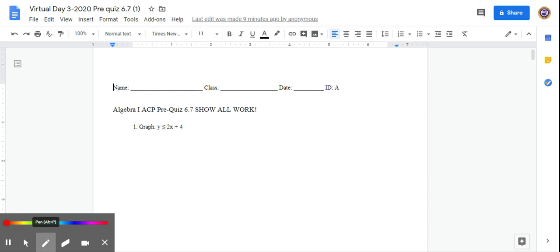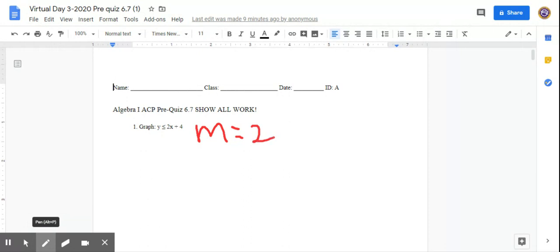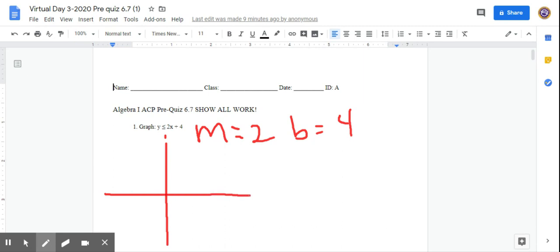So here we go. This equation, number 1, is already solved for y. So all we need to do is find slope, which is 2, and b, which is 4. Now we have to plot that. So we're going to draw our graph, and we're going to go to where y equals 4. 1, 2, 3, 4, and put our point.